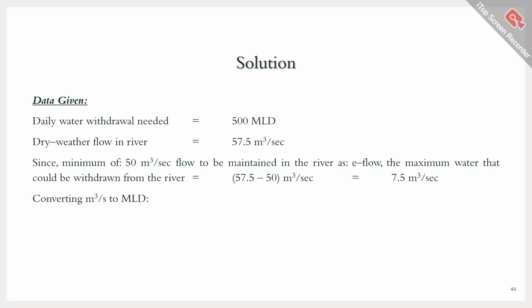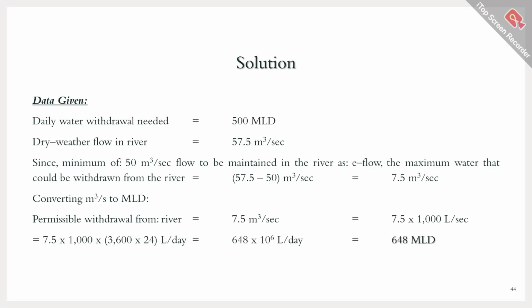Now if we convert this into MLD, the permissible withdrawal from the river will be 7.5 meter cube per second, which is nothing but 7.5 into 1000 liters per second. Now if we convert liters per second into liters per day, it will be 7.5 into 1000 into 24 hours into 3600 seconds per hour, which equals 648 into 10 to the power 6 liters per day. That means 648 million liters per day, or 648 MLD.